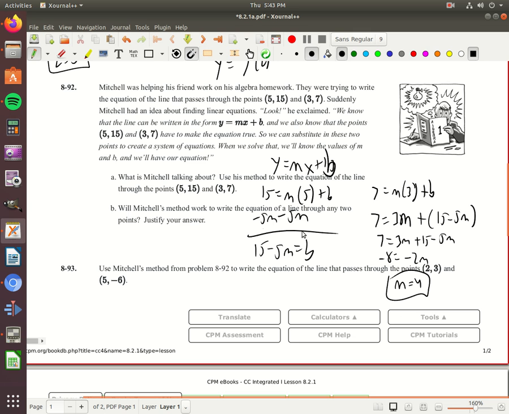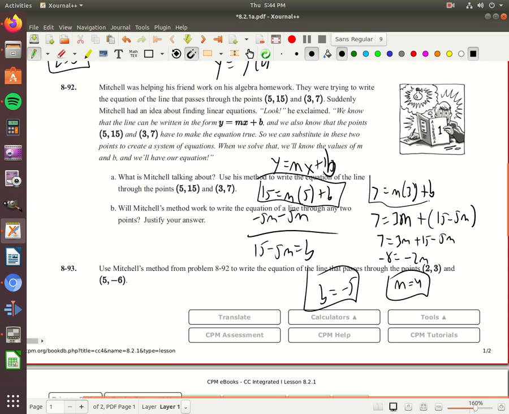And then I could just substitute it into either one of these equations and I should get the same thing. When I substitute it in here, I get 20 plus b. I subtract, I get b equals negative 5. And when I substitute it in here, I should get the same thing. 15 minus 20 equals negative 5.